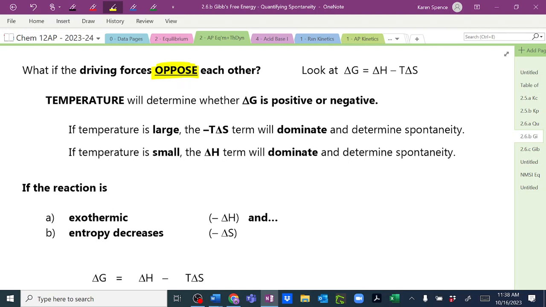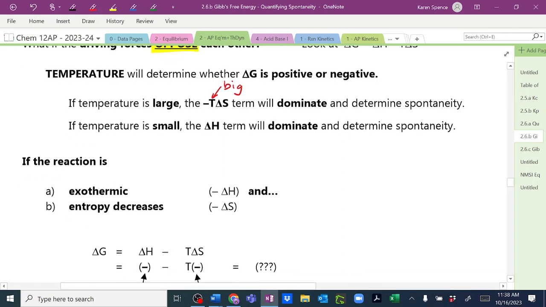Okay, temperature. Temperature will determine whether delta G is positive or negative. If the temperature is large, big, then the T delta S term will dominate and determine the spontaneity. If the temperature is small, then the delta H term will dominate and determine spontaneity, because the T delta S term will be small. Is that good?